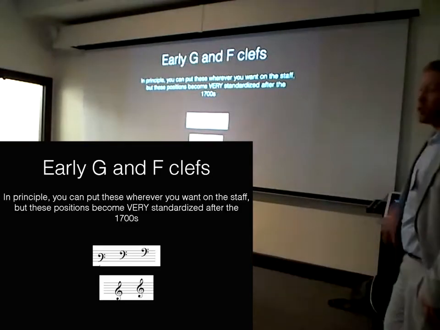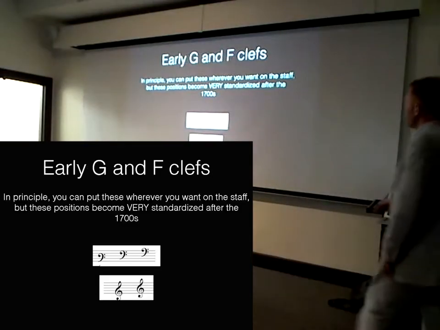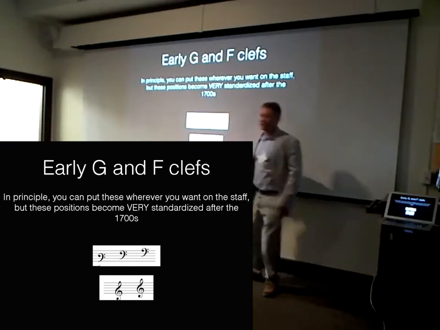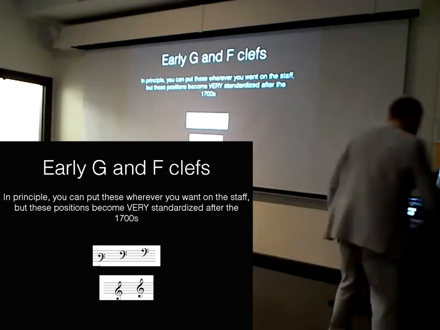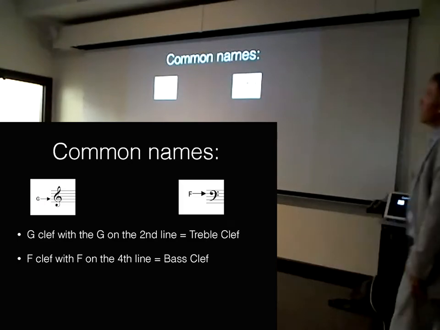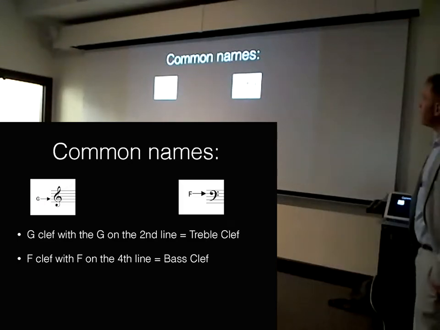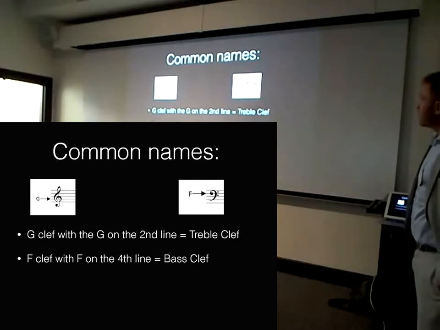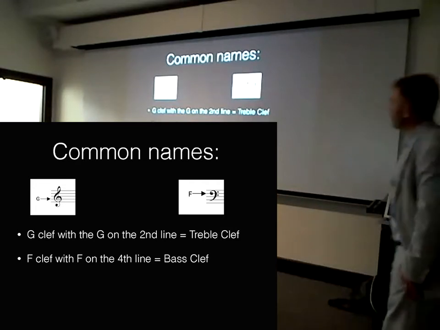In principle, you can put these anywhere you want. You can say, this line's an F, this line's an F, this line's an F, or this line's a G, this line's a G, but it becomes very standardized after the 1700s. And so you get the G clef on the second line, the F clef on the fourth line there, and we call that G clef the treble clef, and that F clef the bass clef.